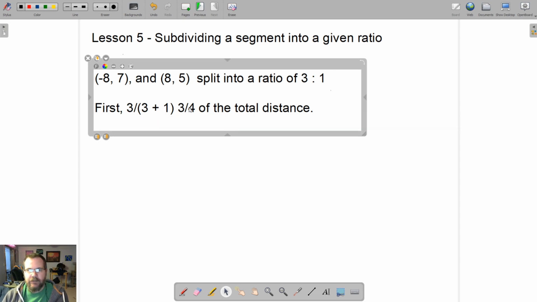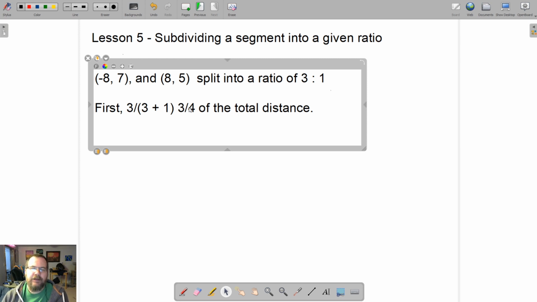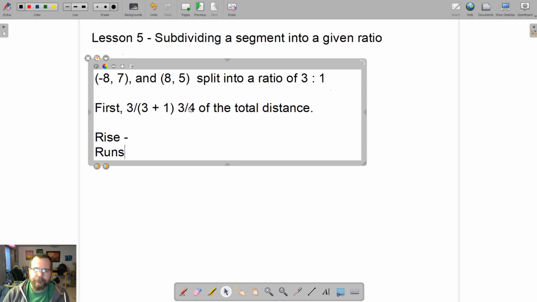Now, if I take a look at these two, I want to first find out how much it rises and how much it runs. So the rise from 5 to 7, and it doesn't really matter which direction you think of this as. If I'm going to go from 5 to 7, I'm considering the rise of 2. If I'm going from 7 to 5, I'm considering it a rise of -2. So let's just keep going from left to right and say that the rise is -2 from 7 to 5. And then the run from -8 to +8 is 16.